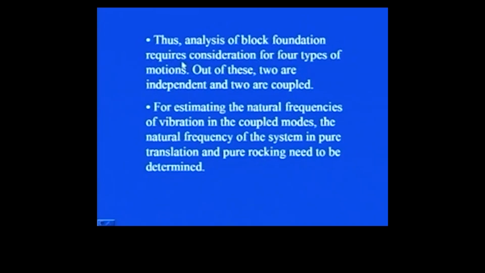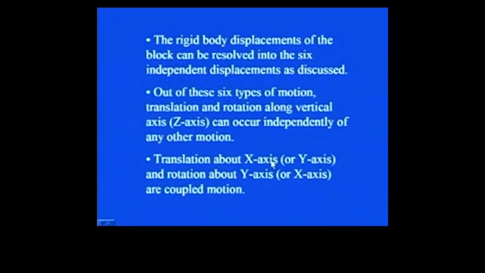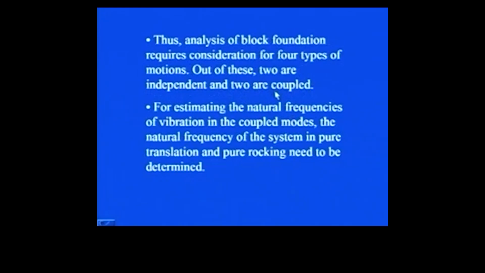Thus, the analysis of block foundation requires consideration of 4 types of motion. Out of these, 2 are independent and 2 are coupled. As we just saw, the translation along the z axis and the rotation about the z axis are independent, and then translation along the x axis with rotation about the y axis, and translation along the y axis with rotation about the x axis, are the coupled ones. So you have 2 independent and 2 coupled motions for the analysis of block foundation.